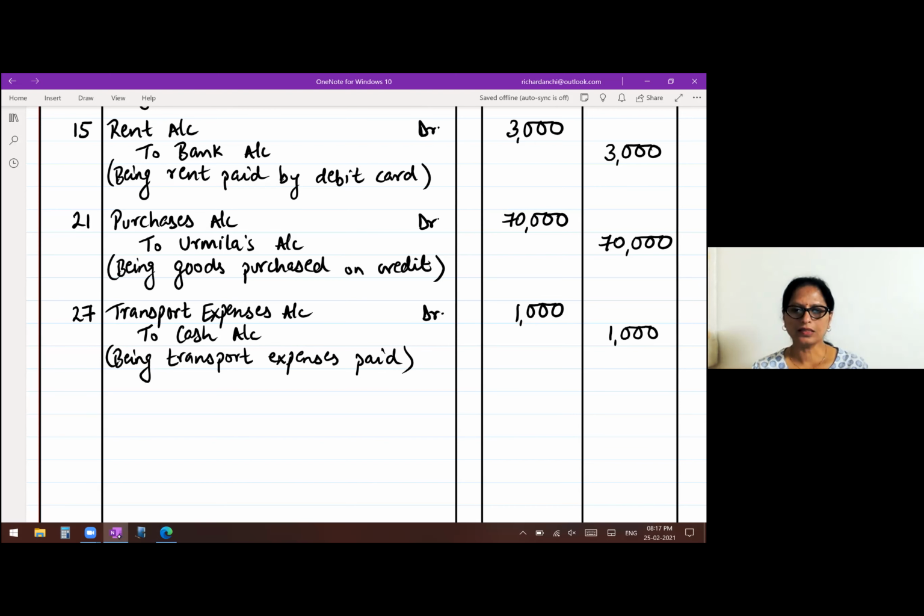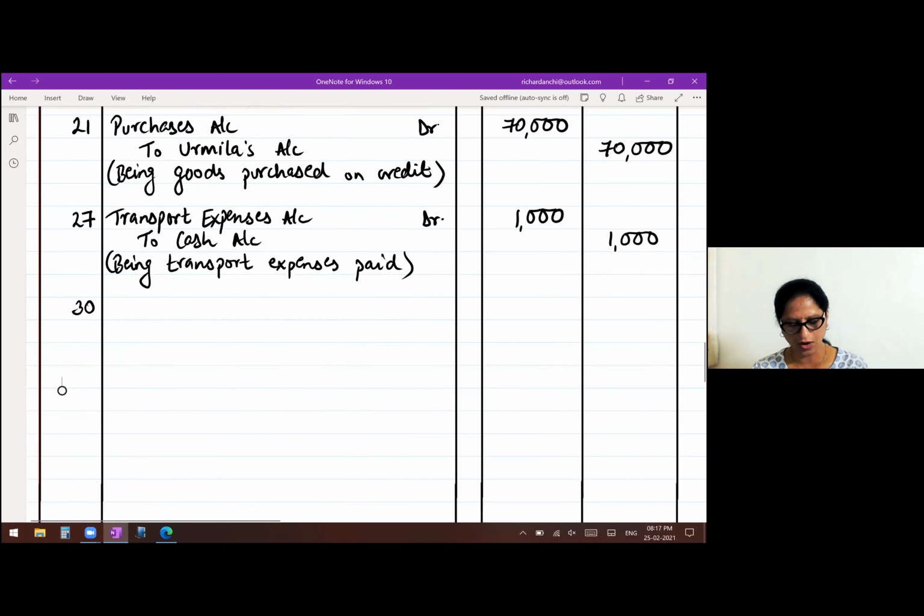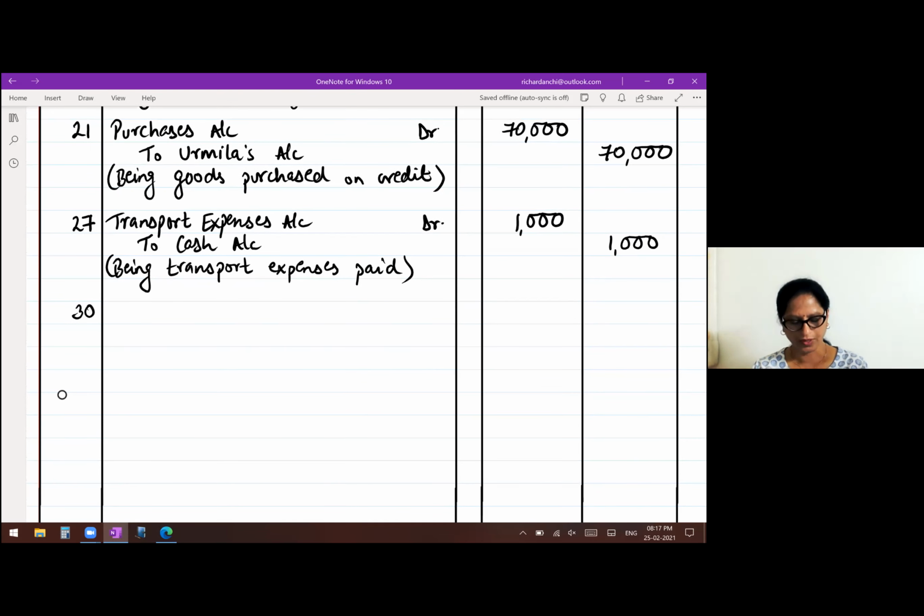Now the last one. 30th, paid to Urmila rupees 20,000 on account. Okay, so it is on account. That means see here on the 21st, you had a transaction with Urmila. You had purchased goods from her for 70,000 on credit. That means you hadn't paid her that 70,000. But now on 30th, you're not paying it all. You're paying only part of it on account.